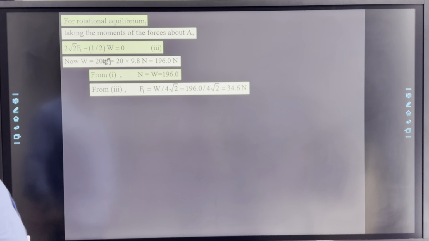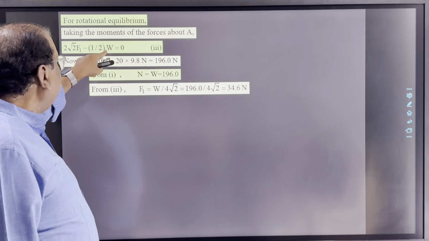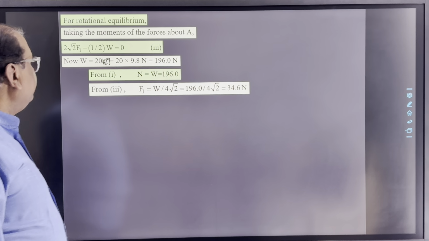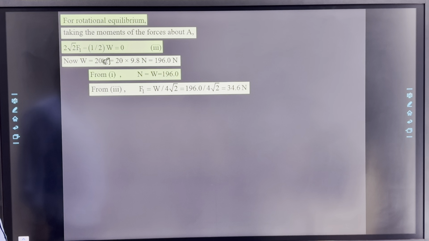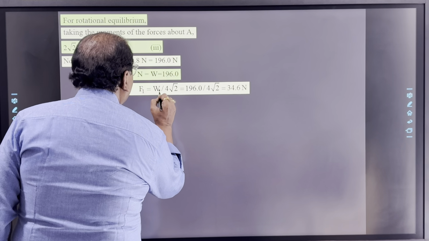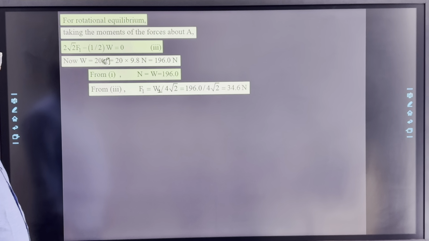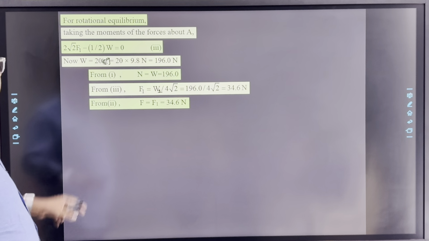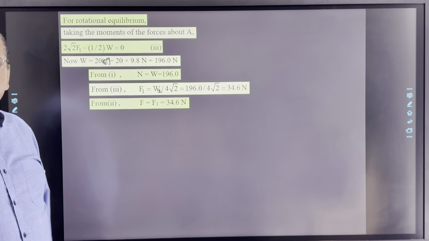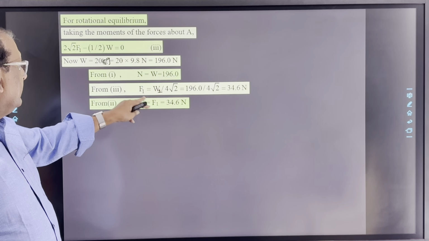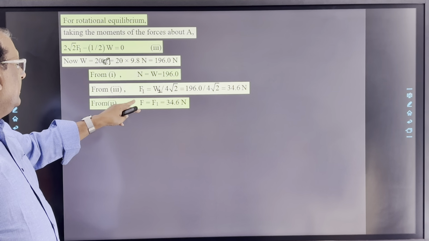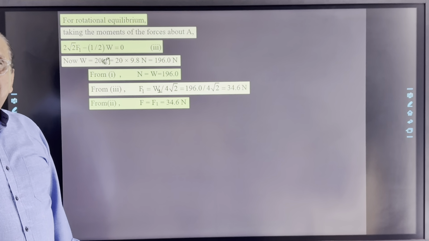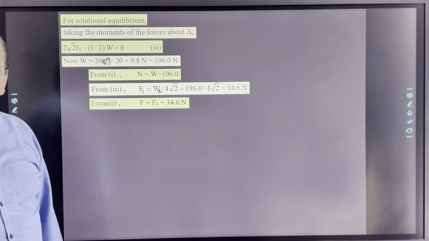Now from 3, this equation, if we substitute the value of W, 196, then we will get F1 equal to W times 1 upon 4 root 2, and finally you will get 34.6 Newton. Now in equation 2 we have F minus F1 equal to 0. So F is equal to F1. F1 we calculated, so F is the same one, 34.6. Now we have to calculate F2, right?